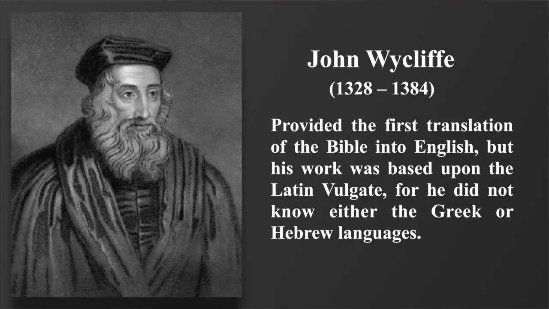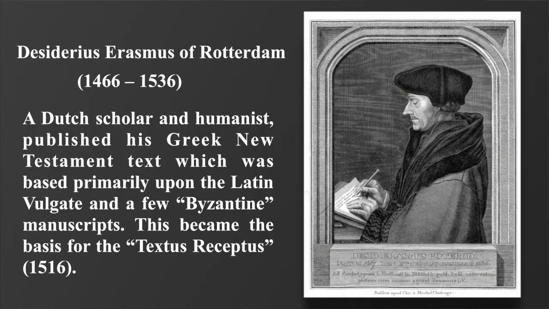John Wycliffe provided the first translation of the Bible into English, but his work was based upon the Latin Vulgate, for he did not know either the Greek or Hebrew languages. 1382. Desiderius Erasmus of Rotterdam, a Dutch scholar and humanist, published his Greek New Testament text, which was primarily based upon the Latin Vulgate and a few Byzantine manuscripts. This became the basis for the Textus Receptus in 1516.